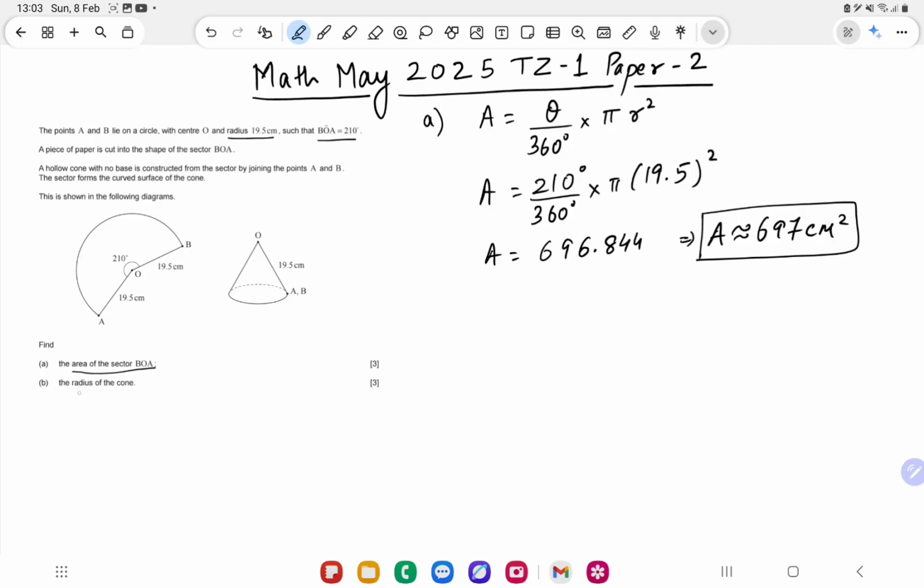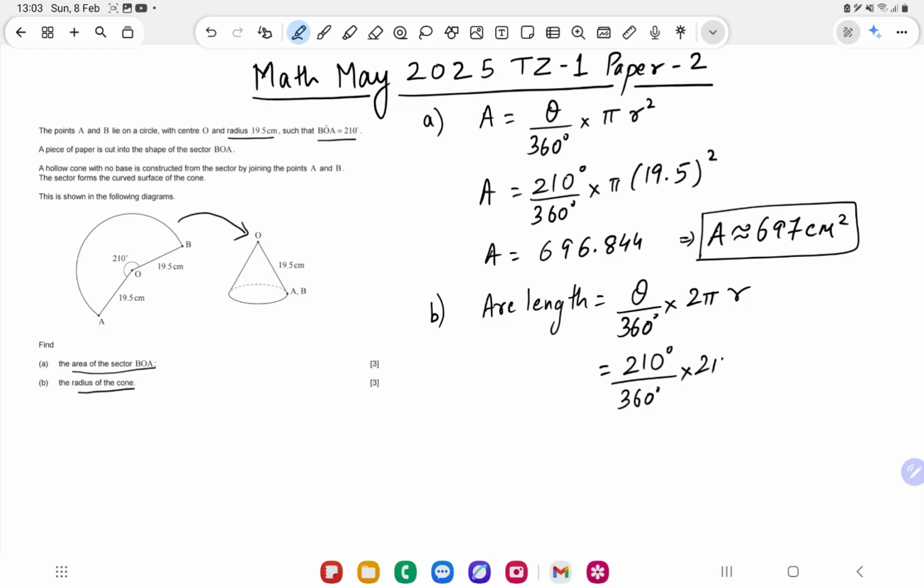Now in part B, they are asking for the radius of a cone. From this sector, they are making a cone, so we have to find the radius of that cone. We will use the arc length formula first, which is theta by 360 into 2 pi r. Again my theta is 210 and the radius is 19.5. After using your GDC, you will get the answer as 71.4712.